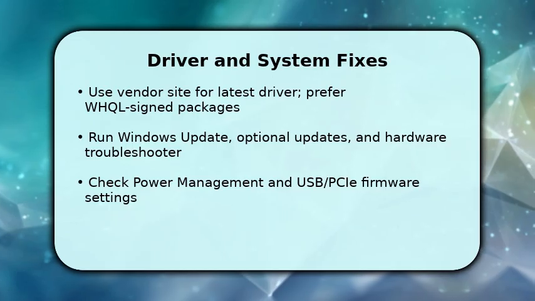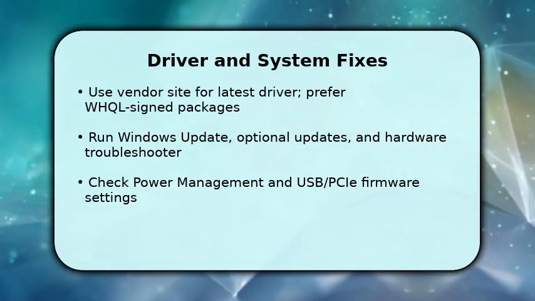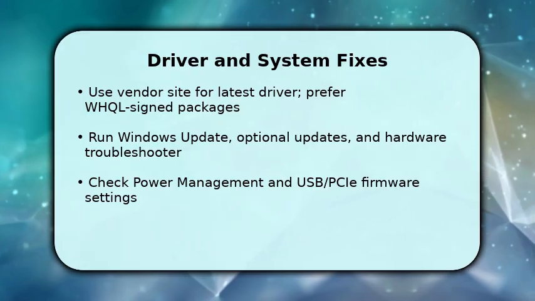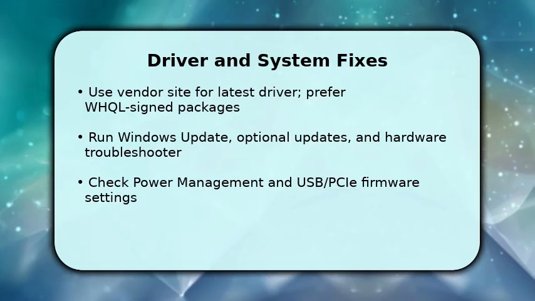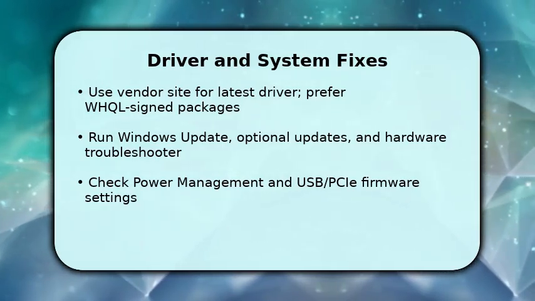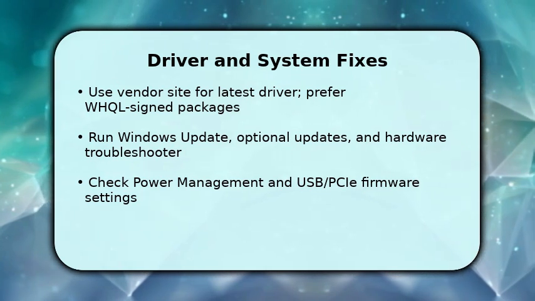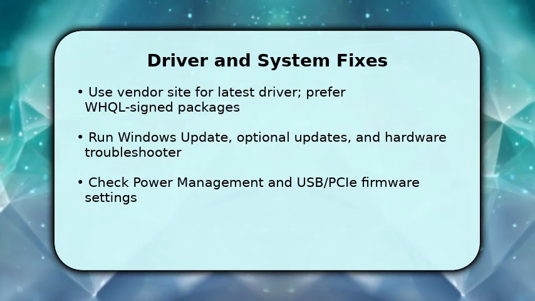Next, run Windows Update including optional updates and use the built-in hardware and devices troubleshooter to refresh configurations. Also inspect power management settings and BIOS/UEFI firmware for USB/PCIe options because aggressive power saving can trigger code 10. Update firmware if a vendor patch exists.